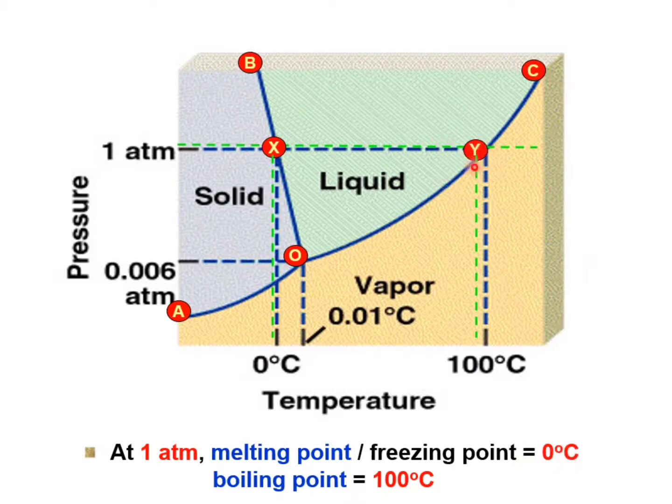While at point Y here, at 1 atm, so dia punya temperature adalah 100 degree Celsius. So this is what we call the boiling point. It means that the phase change from liquid to gas phase. So dia akan bertukar menjadi wap.